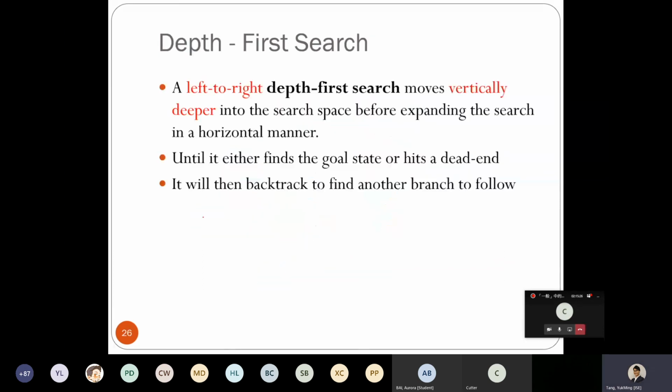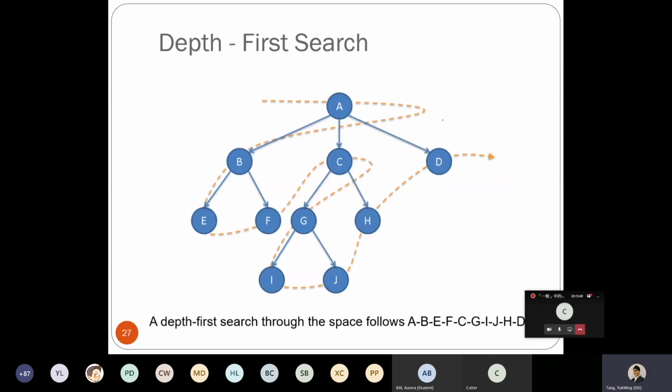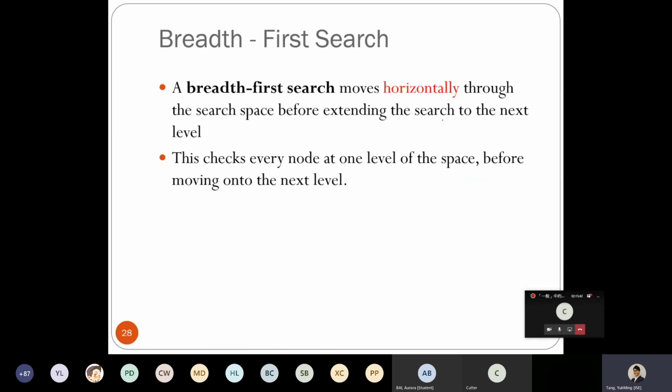So you see, depth first search is a left to right search that moves vertically deeper into the search space first. If we cannot find the answer, we go to the right hand side and so on. The breadth first search is different. We want to find the answer by moving horizontally through the search space.